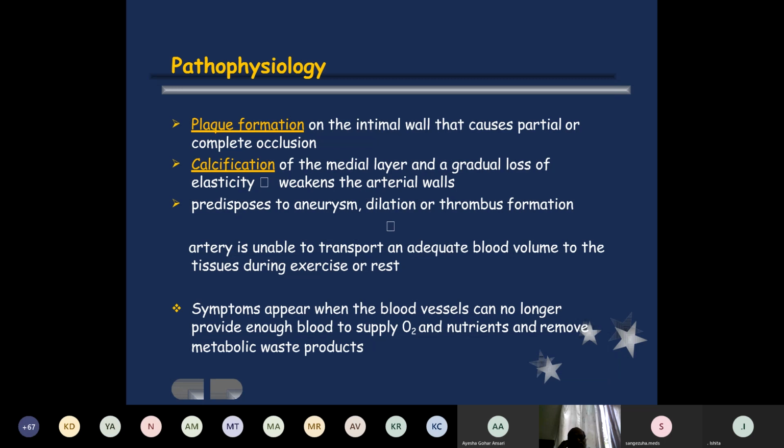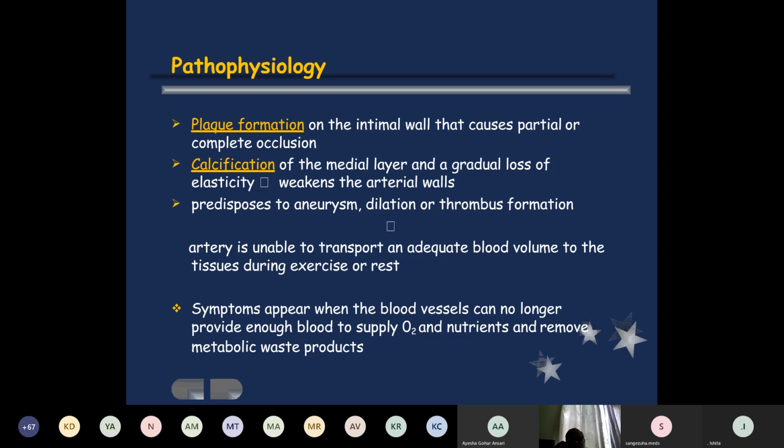Coming to pathophysiology, plaque formation on the intimal wall causes partial or complete obstruction. Calcification of the medial layer and gradual loss of elasticity weakens the arterial walls, predisposes to aneurysm formation, post-stenotic dilatation, thrombosis formation, and ultimately embolism.